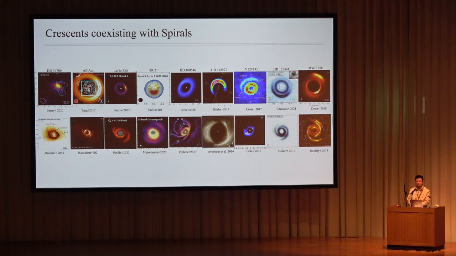the disk structure. I want to add that, for some objects, for example FU Orionis objects, clearly if you have a strong outburst that increases the luminosity of the central object by an order of magnitude, then the temperature of the disk also increases.